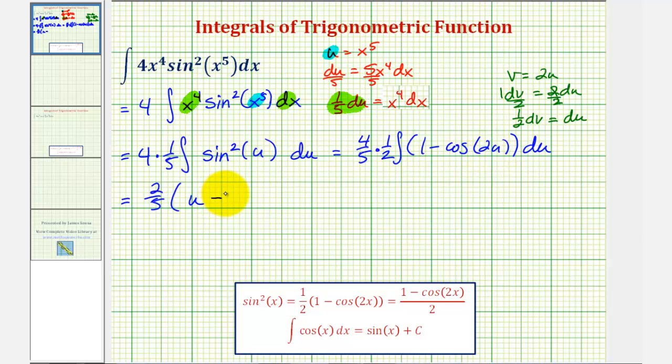So we have minus the antiderivative of 1/2 cosine v, which would be 1/2 sine v. But of course, v is equal to 2u. And then we have plus c.